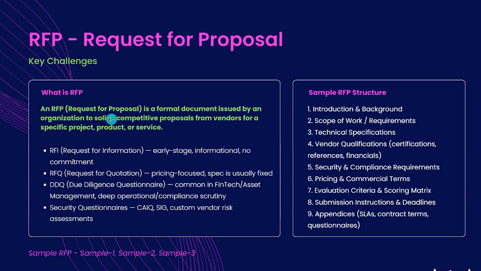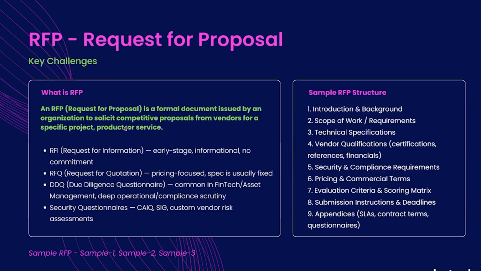An RFP, the expansion is request for proposal, is a formal document issued by an organization to solicit competitive proposals from vendors. Assume we need a particular project to be done, say a software project, and we want to get proposals from multiple vendors. So we create an initial document, an RFP, calling for proposals from the vendors. We share it with the prospective vendors, and they come back with a response to it. So that's the RFP.